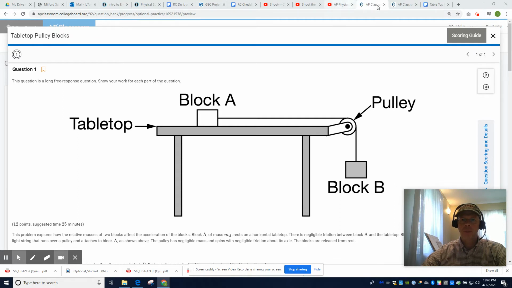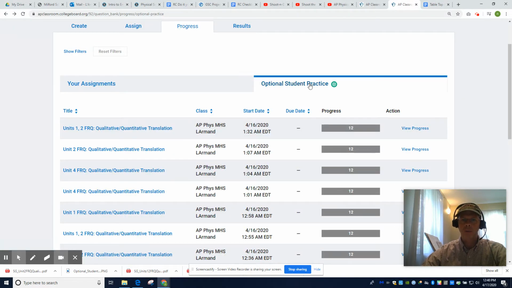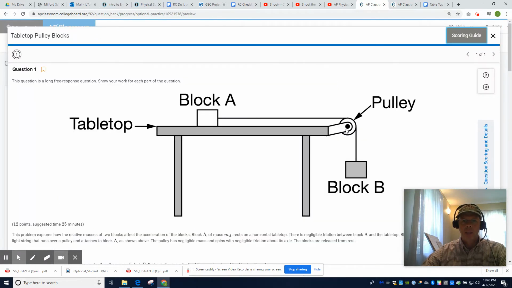This is one of the optional student practice problems. It's actually the first one on my list. We've got a hanging block coming off this pulley that is tied by string to this other block. In this problem, there is no friction, but check it out.